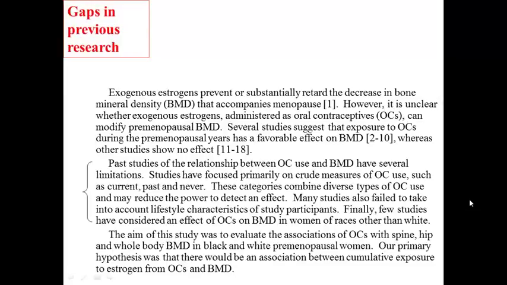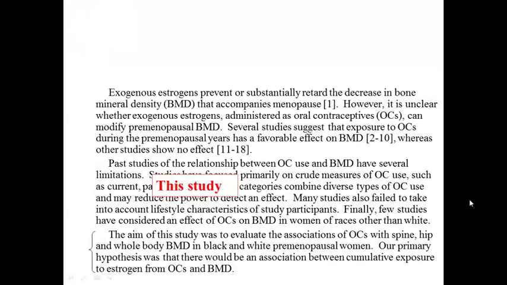Now here's the gaps in those previous studies. So past studies have had several limitations. Some of them have focused on crude measures of oral contraceptive use, such as current, past, and never, rather than measuring it carefully. Many studies have failed to take into account potential confounders, lifestyle effects, and finally, few studies have looked at oral contraceptives and bone mineral density in women of races other than white. So those are the gaps.